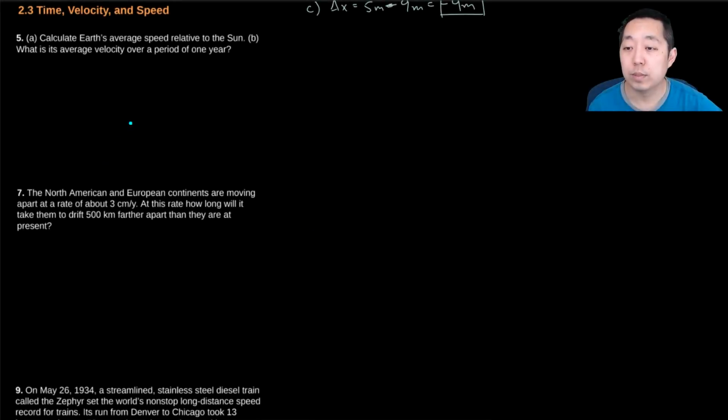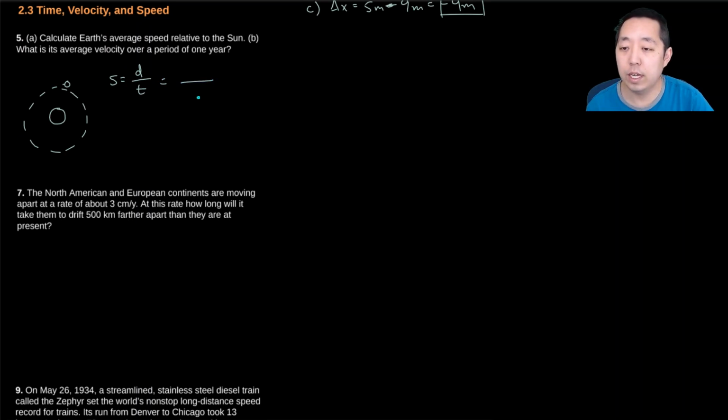So now we're going to look at some time, velocity, and speed equations and problems. Calculate the Earth's average speed relative to the Sun, and what is the average velocity over a period of 1 year? Okay, so the Earth travels around the Sun like this. And in order to know its average speed, we have to know the distance that is traveled.